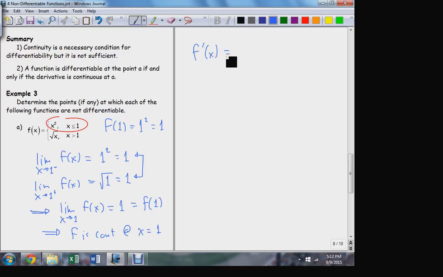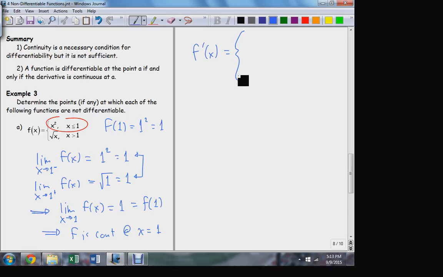Well, turns out that I've already done all the work that I need to make this identification. We've already computed the derivatives for these two functions. We computed the derivative of the square function. We've computed the derivative of the square root function. So the derivative of this branch function can be done branch-wise. The derivative of f is going to break down into two pieces.